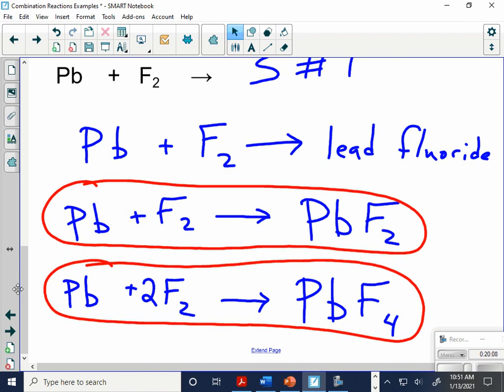Now, how would I know which one it is? I would have to go through and do some testing. Sometimes it's as easy as looking and saying, okay, lead 4 is this color, lead 2 is this color. Okay? Sometimes it's that easy. But nonetheless, I could have both answers. Questions about that?